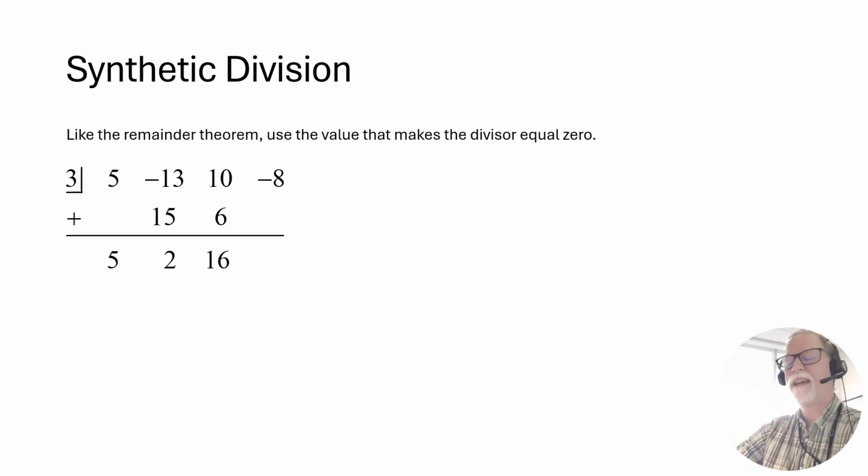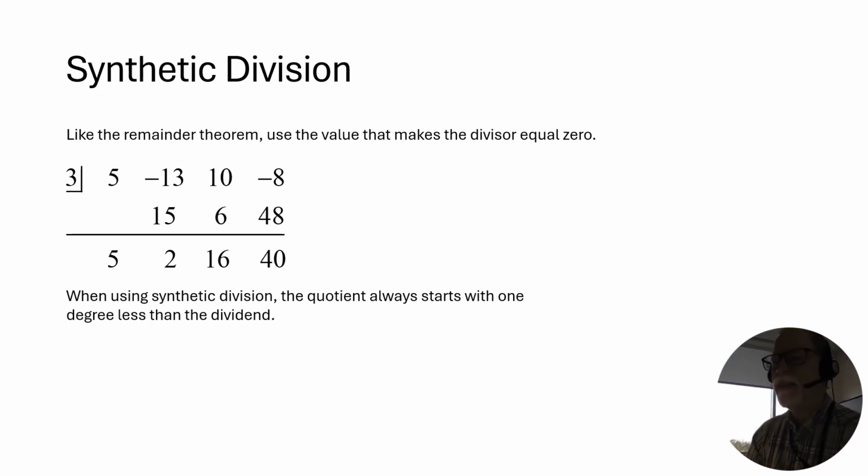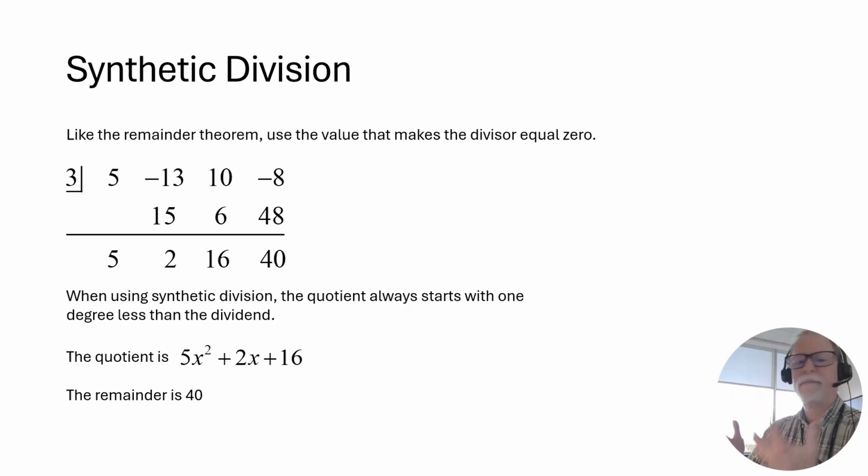So 16 times the number in the box, add those. When you do synthetic division, because we're dividing by that linear expression, the quotient will always be 1 degree less than the dividend. So we had an x cubed, so in this case the quotient is x squared. The first 3 terms are the coefficients, and the remainder is the last number there. And that seems awesome.